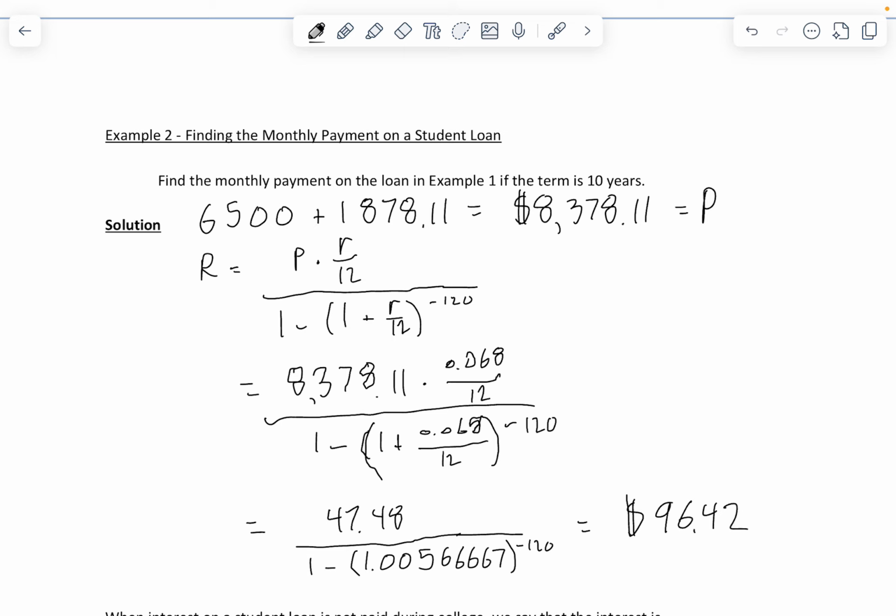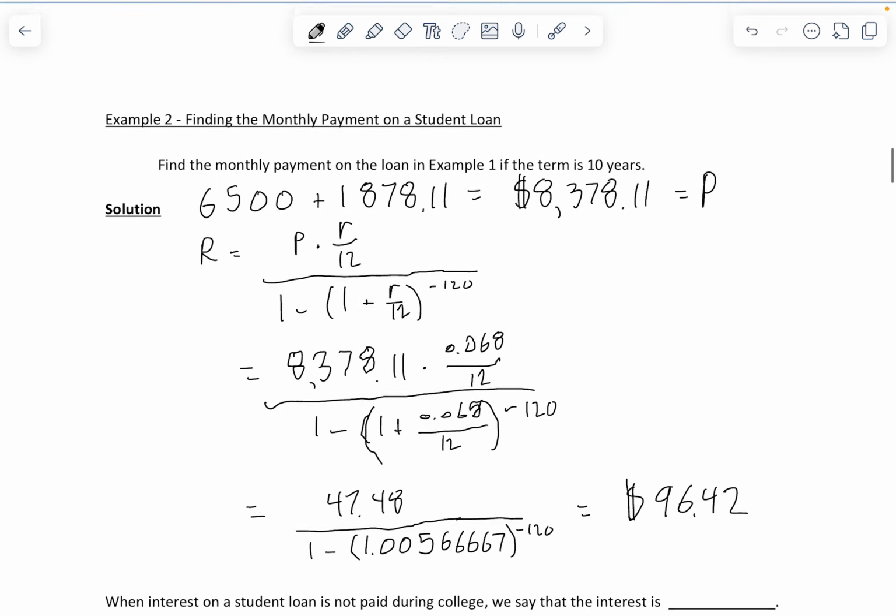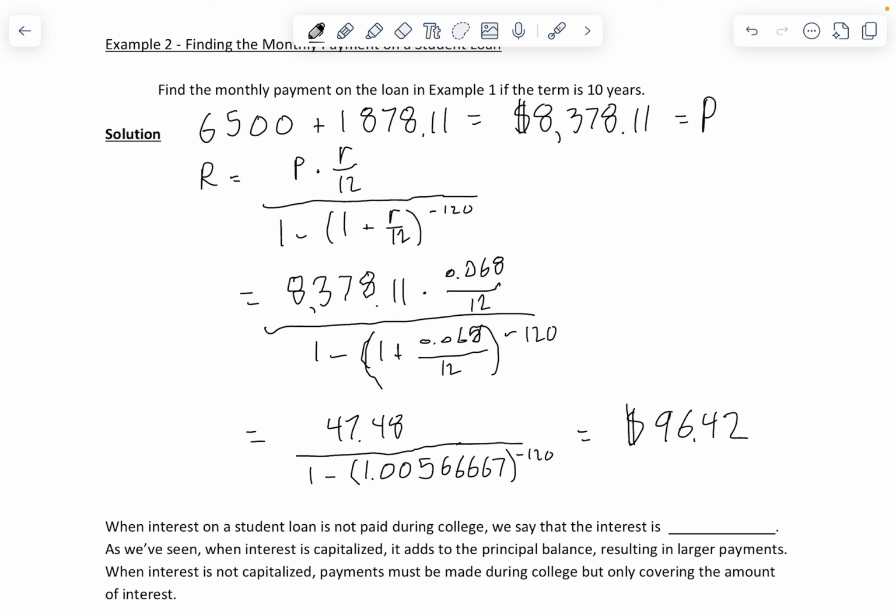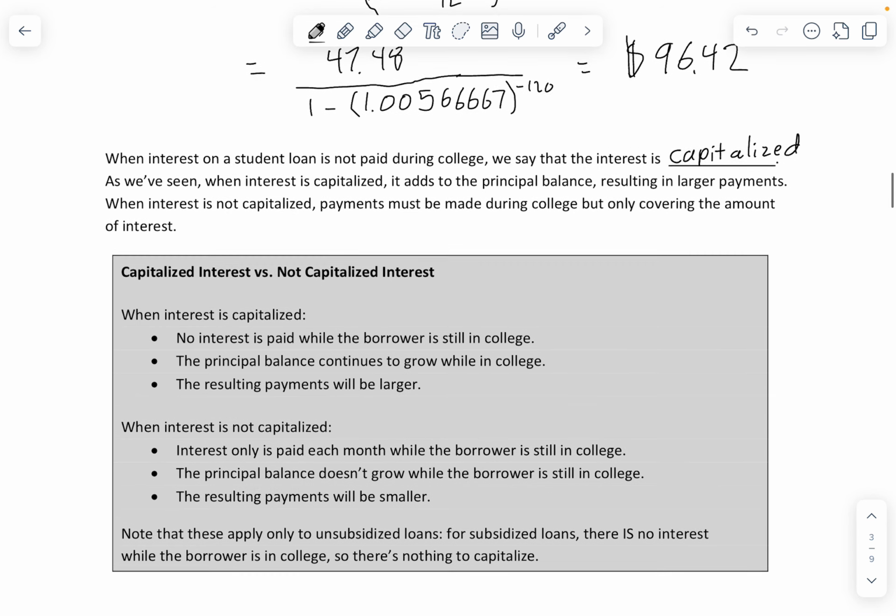All right, so that would be the monthly payment. Let's talk about some other terminology here. When interest on a student loan is not paid during college, we say that the interest is capitalized. As we've seen, when interest is capitalized, it adds to the principal balance, resulting in larger payments. When interest is not capitalized, payments must be made during college, but only covering the amount of interest, not the principal. Okay? So let's break this down a little bit more here.